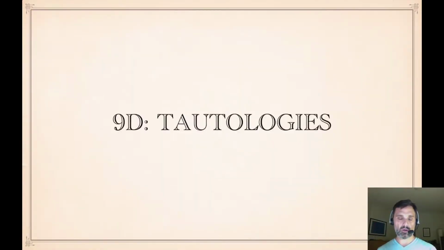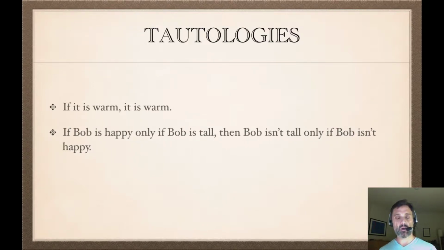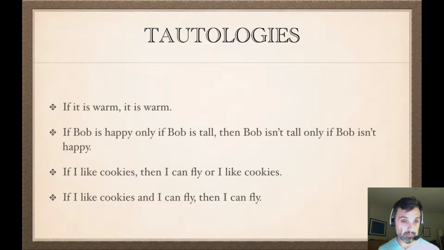Okay, in this video we're going to talk about how to apply truth tables to determine whether or not sentences are tautologies or not. So what's a tautology? Well, so if it is warm, it is warm. If Bob is happy, only if Bob is tall, then Bob isn't tall, only if Bob isn't happy. If I like cookies, then I can fly, or I like cookies. If I like cookies and I can fly, then I can fly.